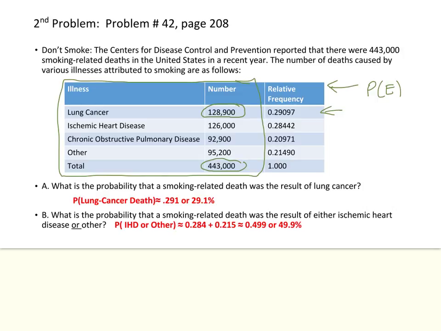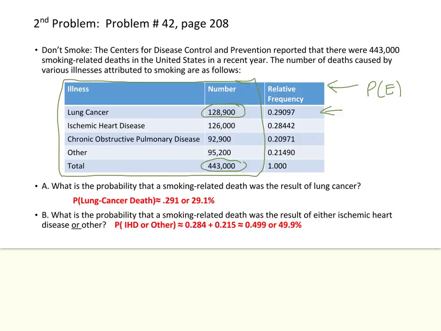The Centers for Disease Control and Prevention reported that there were 443,000 smoke-related deaths in the United States in a recent year. The number of deaths caused by various illnesses attributed to smoking are as follows. Here they are. Part A is, what is the probability that a smoking-related death was the result of lung cancer?